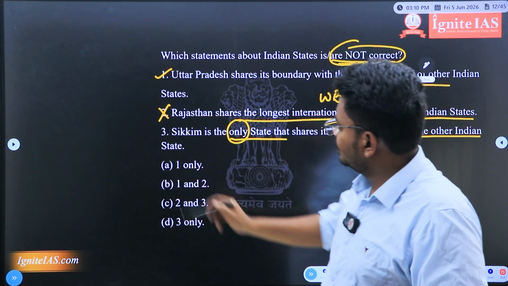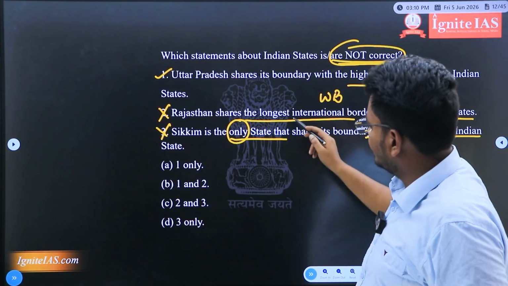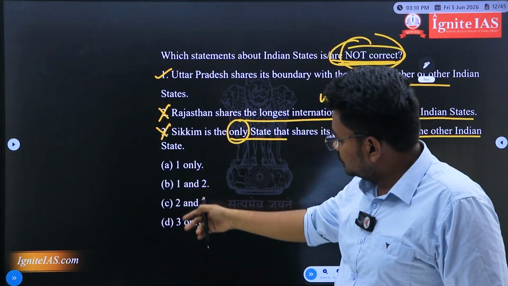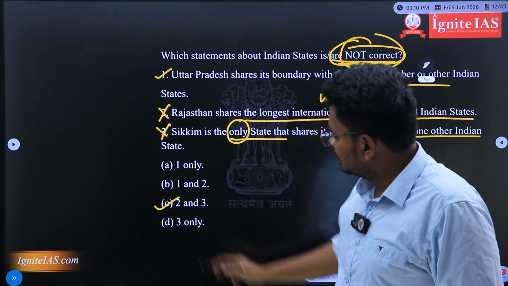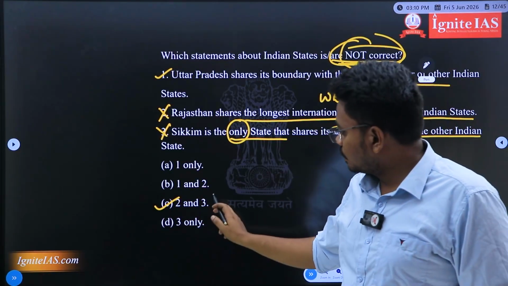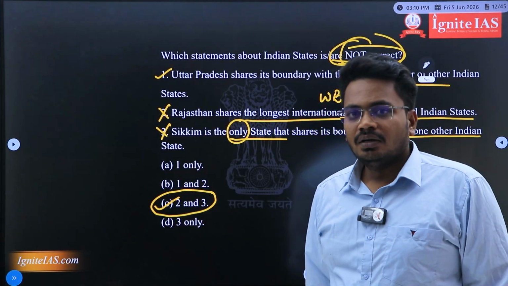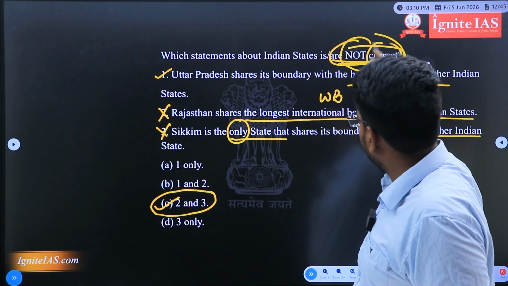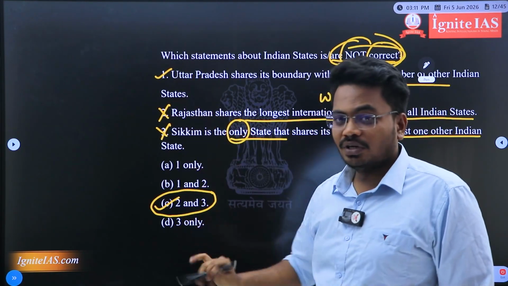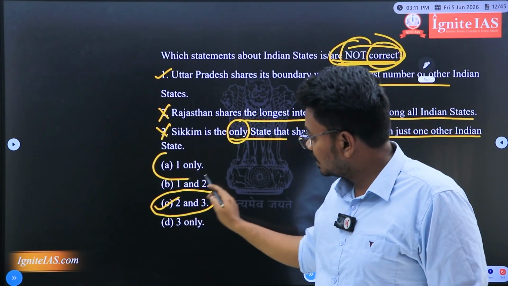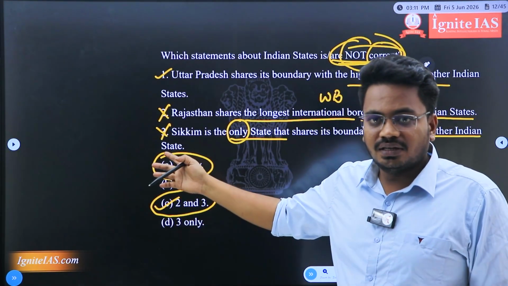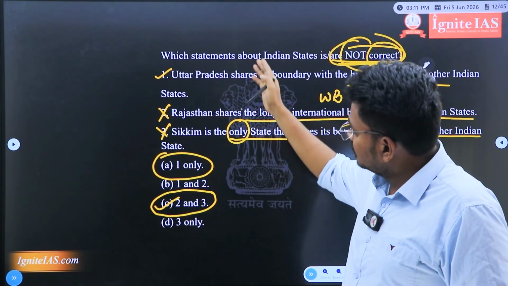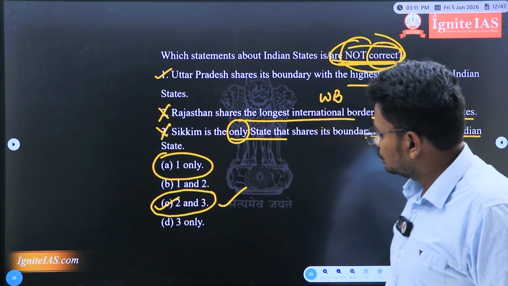So what would be the answer? Statement 3 is wrong. In the question he asked which is not correct. So the answer would be option C, 2 and 3. 2 and 3 are not correct. Sometimes we get confused, and instead of not correct, we read it as correct. Out of these three statements, only statement 1 is correct, and even in the first option he has given option 1. That is where the traps are. Now forget about that. What would be the answer? The answer would be option C, 2 and 3.